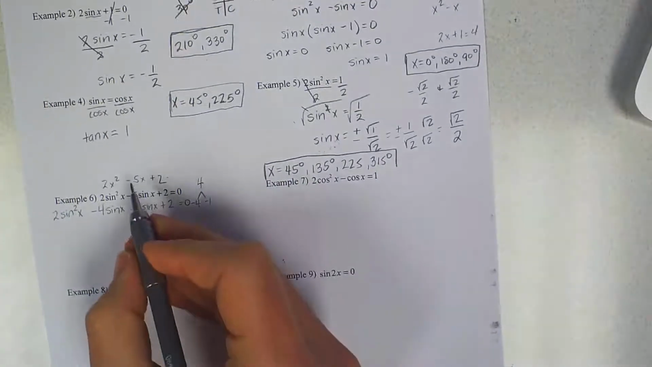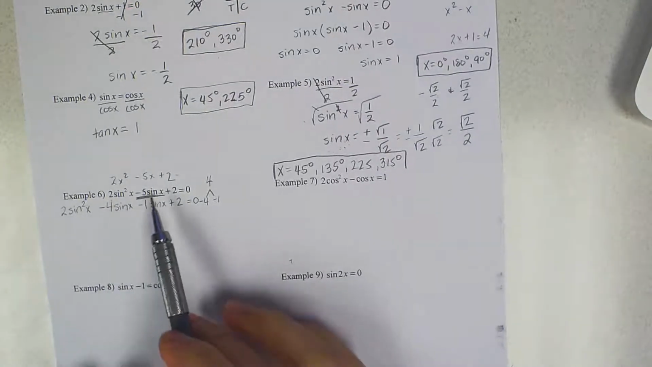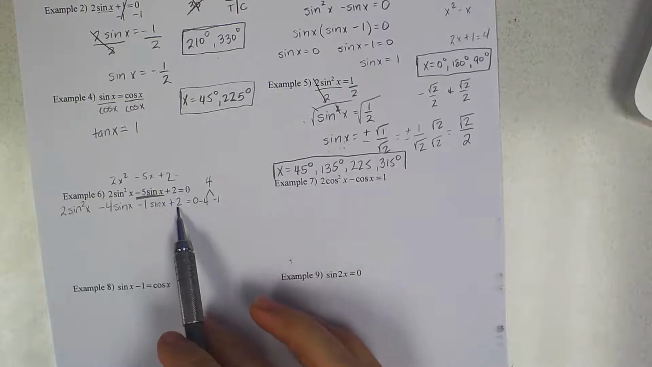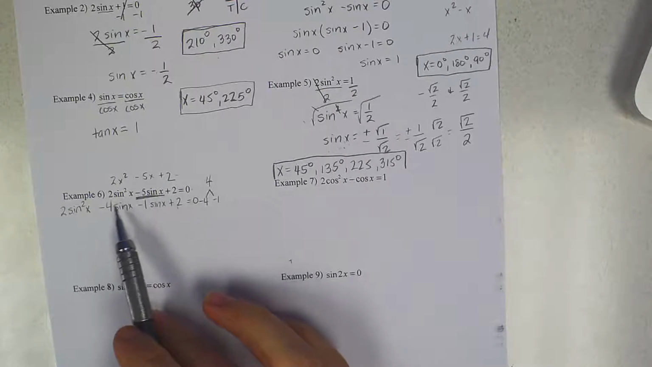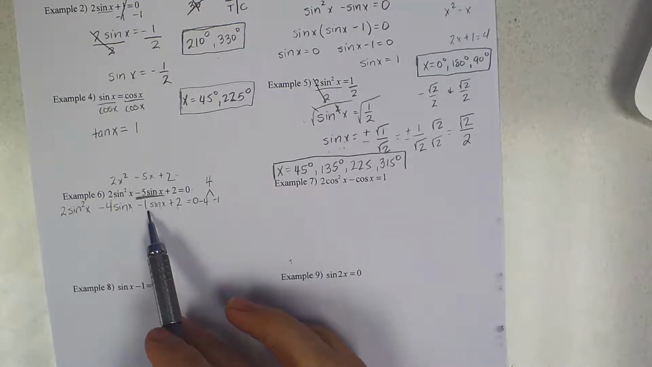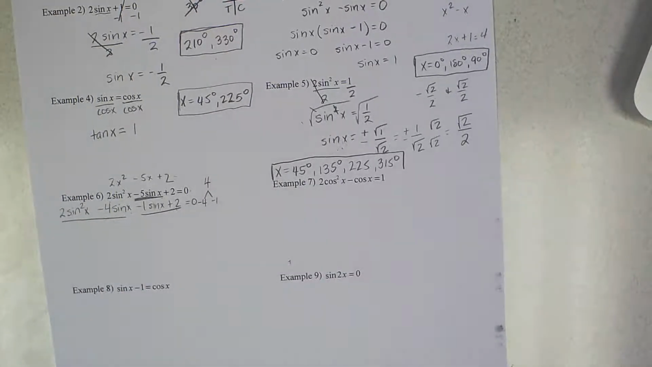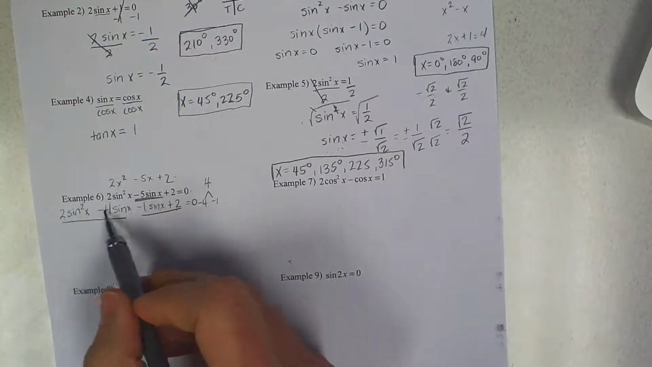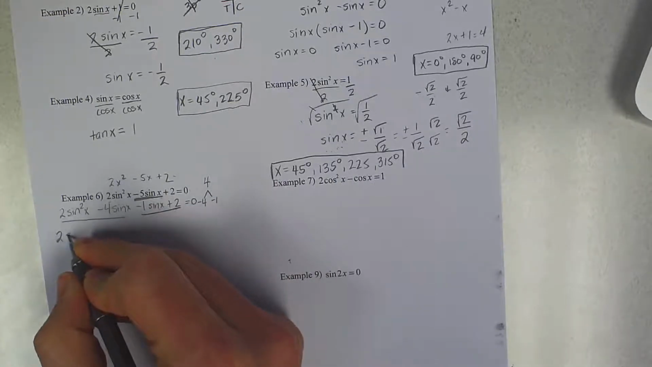So what we just did here was rewrite this middle term. We didn't change the value of the problem. We brought 2 sine squared x down. We brought the 2 down. We brought the 0 down, and we just rewrote negative 5 sine x as negative 4 sine x minus 1 sine x. This is called factor by grouping. So you factor this side, you factor that side. What can I pull out of this? Well, I can pull a 2 out of the 2 and the 4, and a sine out of sine squared x and sine x. So I can pull a 2 sine x out.